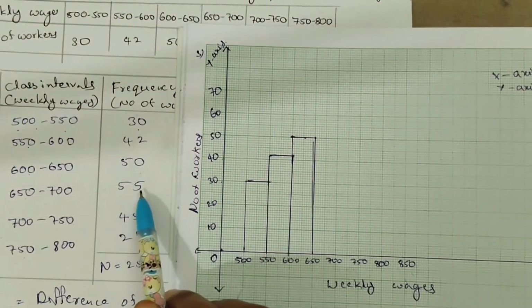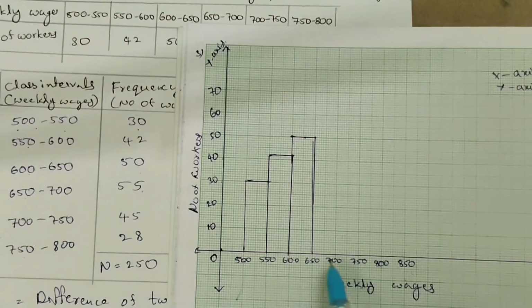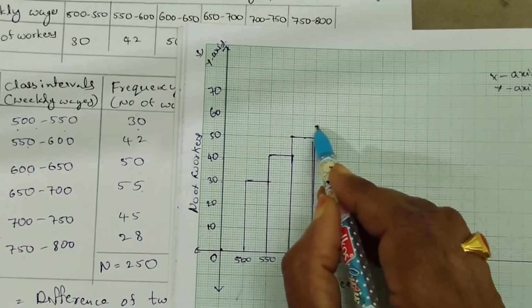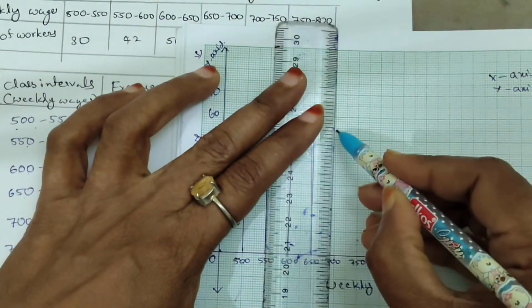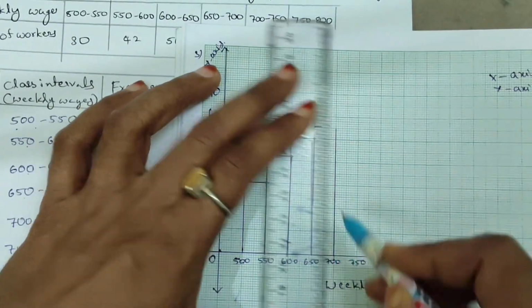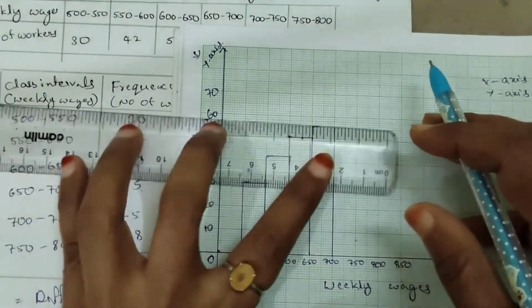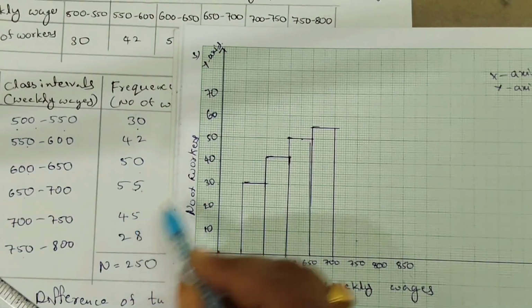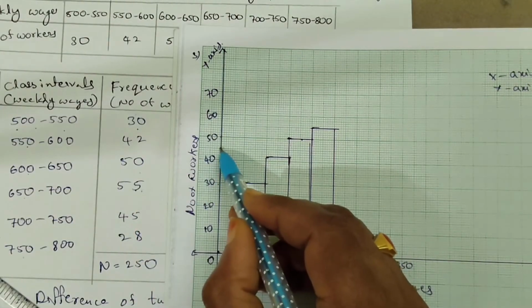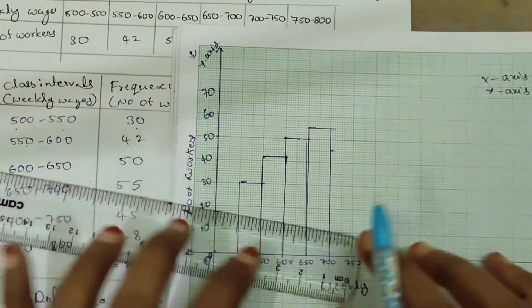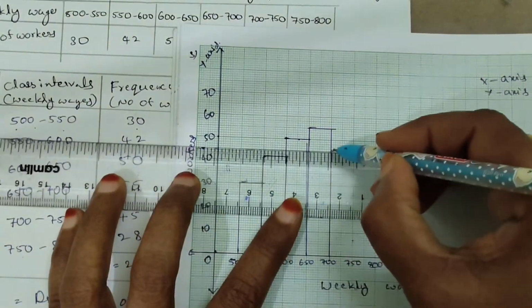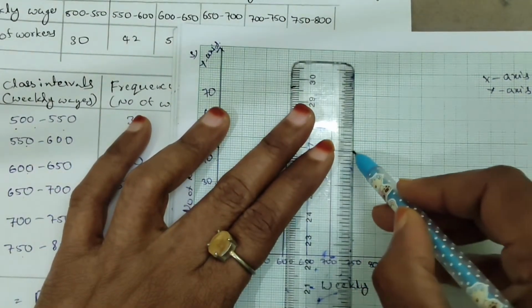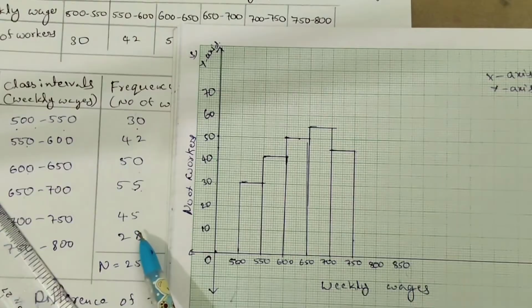Next, the third is completed. The fourth one is 650 to 700, which is 55. Here the midline between 50 and 60 is 55. So we draw the lines here. Next one is 700 to 750, where the midline is 45. So join these lines. Next, here 28.